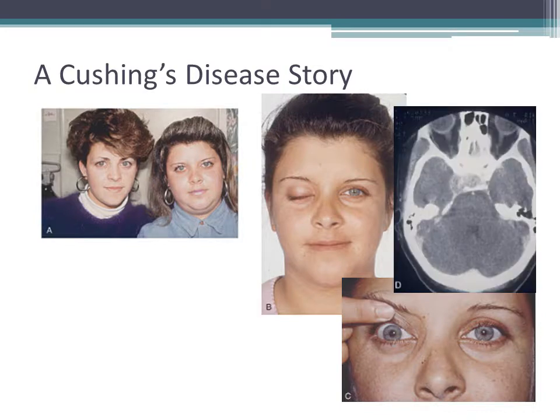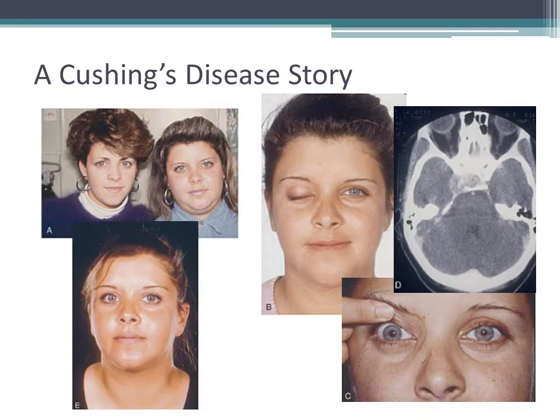Imaging showed this large sellar area tumor, which is causing right-sided cavernous sinus invasion and compression of the cranial nerves. And eventually, after a surgical resection of that tumor, she continued to have elevated ACTH production, and ACTH will lead to bronze skin because it stimulates melanocytes, basically.